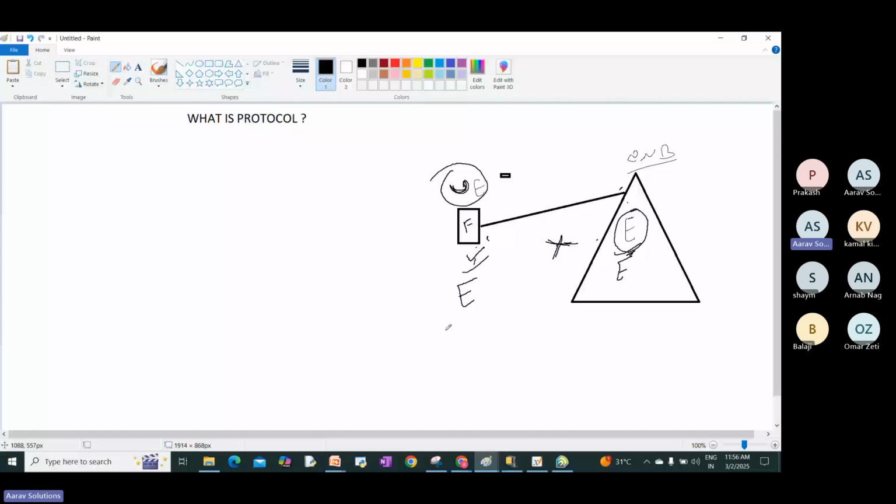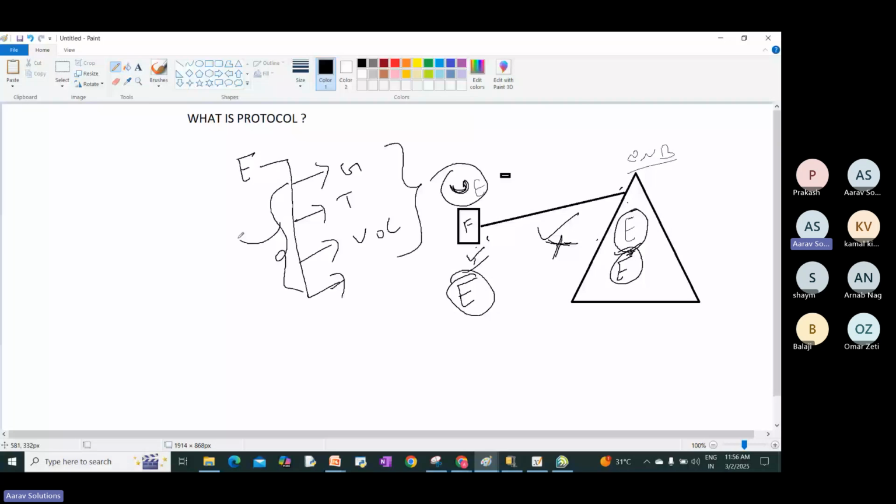Now suppose English here, then what is the set of rules? Your grammar, maybe tenses, vocabulary, everything. These define the structure of your English. Those are the set of rules, those are the protocols which we are following in English. So if I'm saying that they are supporting English, it means they are supporting this set of rules. Is this line clear, everyone?